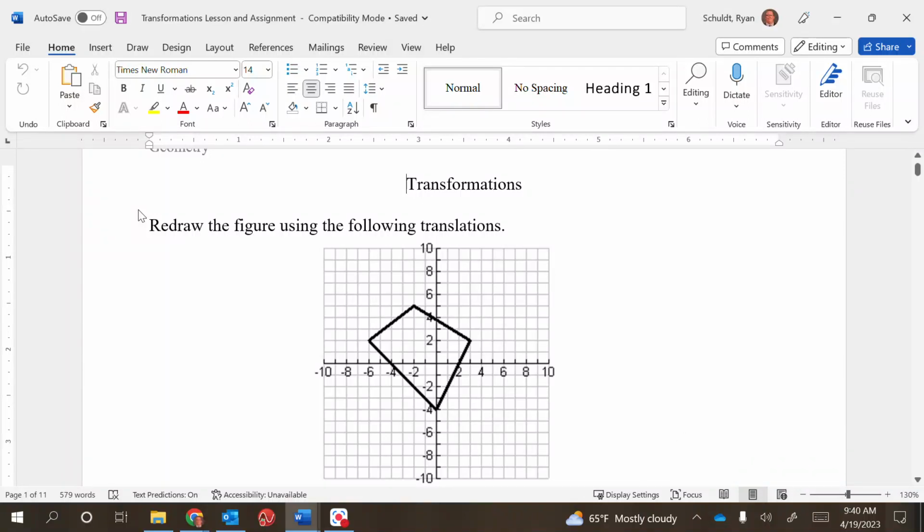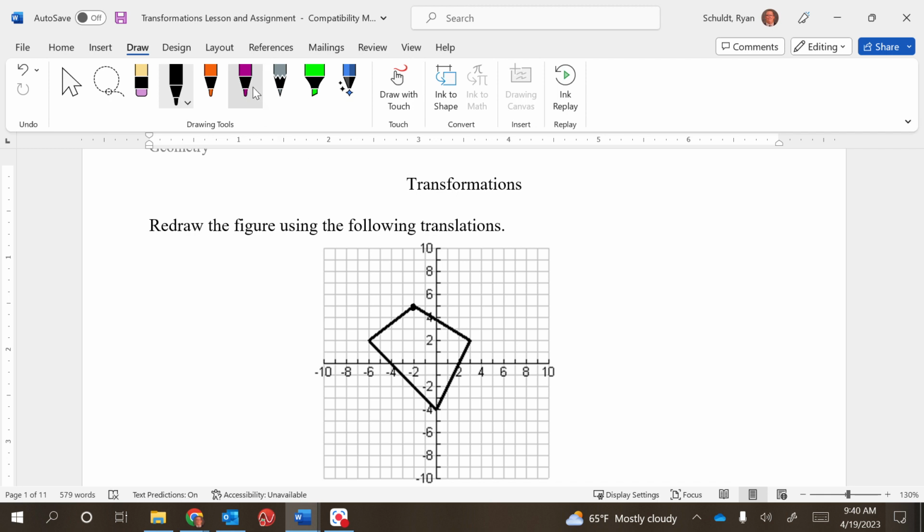So today we're going to look at transformations as they apply to geometric shapes on the coordinate plane. They ask us to redraw this figure using the following translations. Before we can even get to the translations, I need to know where these points are so I can translate them. Translation is like a slide, either left or right. But I need to know where my points are so I know how they're going to be impacted.